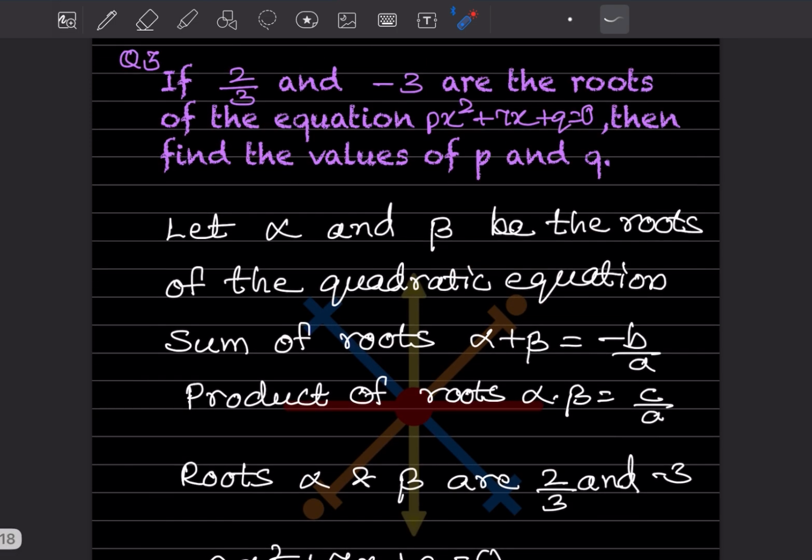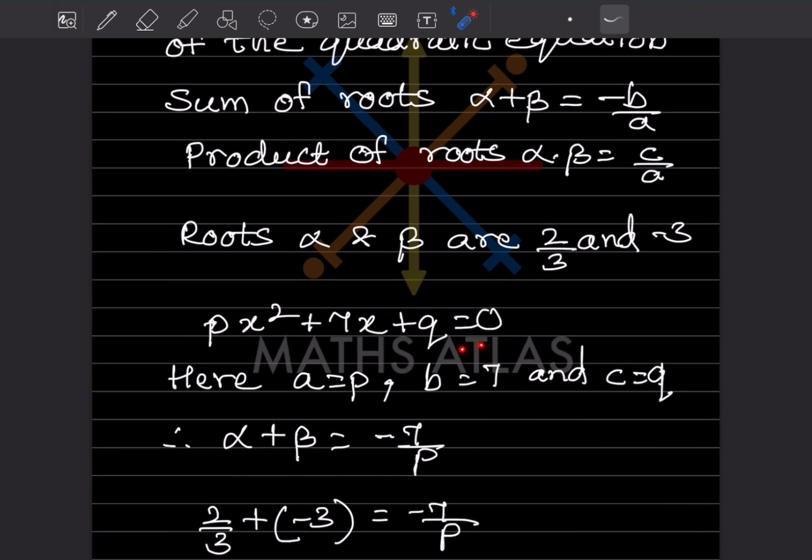and this is the equation given, px square plus 7x plus q is equal to 0. So what we can see here, p is a, this is 7, b is 7, and this c is q. So now we know that alpha plus beta, we also write here one step if you want. Again repeat it, alpha plus beta is equal to minus b by a. Now we got a, b, c values over here. So what is b? b is 7. So we can put minus 7 by, we don't know what is a, that is p. So we can write here p.